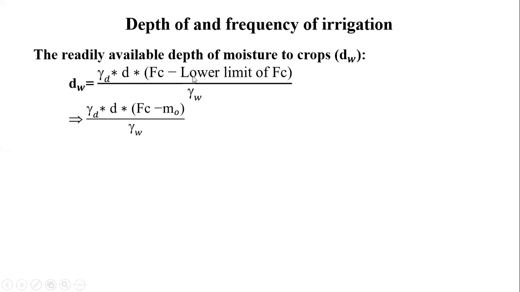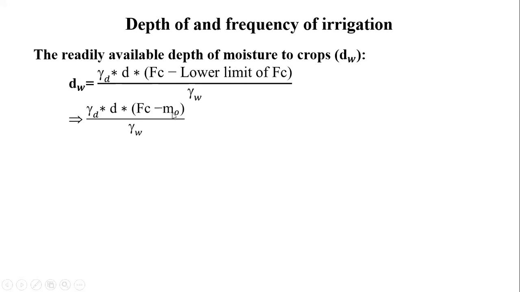Okay, so as we know that the lower limit of field capacity is the optimum moisture, we have considered it as M suffix o. So this readily available depth of moisture dW is equal to gamma d by gamma w into D, the depth of root zone, into field capacity minus optimum moisture content, that is the lower limit of field capacity, M o we can say. Isn't it clear about this?